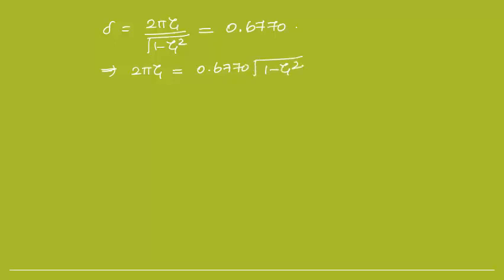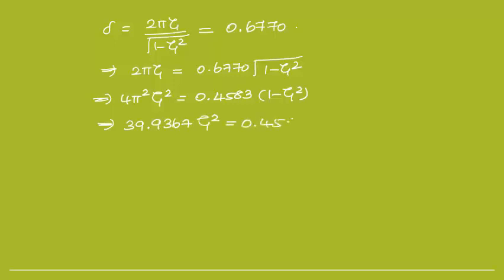On squaring both sides, 4 pi square zeta square is equal to 0.677 square, that is 0.4583 into 1 minus zeta square. On simplifying the above expression, we get 39.9367 zeta square is equal to 0.4583, from which we can calculate the value of zeta as 0.1071. So now we have calculated the value of the damping ratio zeta.